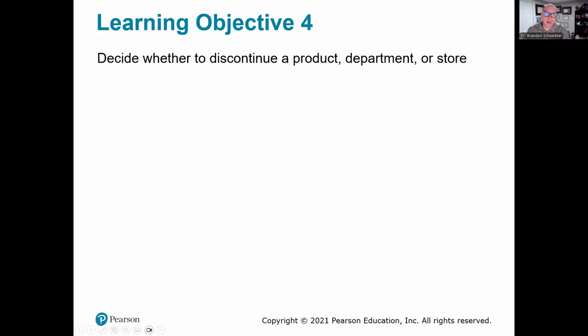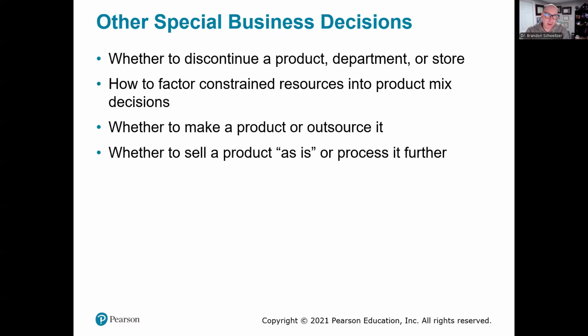All right. The next thing that management commonly looks at when it comes to making decisions is to discontinue a product, department, or a store. I gave you the example of Peloton. Should they discontinue the treadmill? Should Starbucks close more of their stores? Should Peloton close down one of their departments? Very, very common decisions that we make.